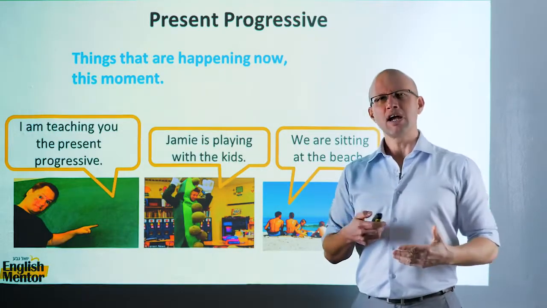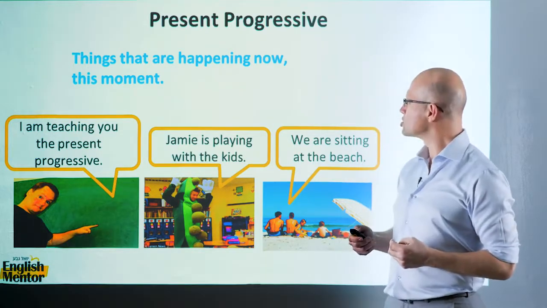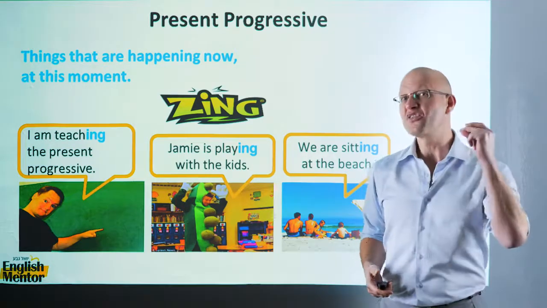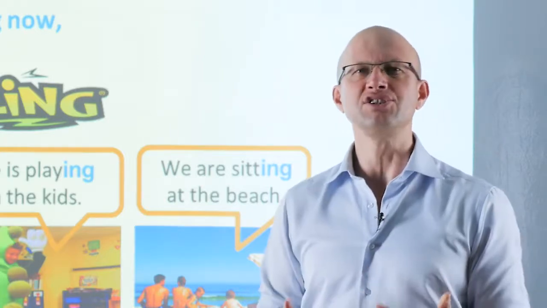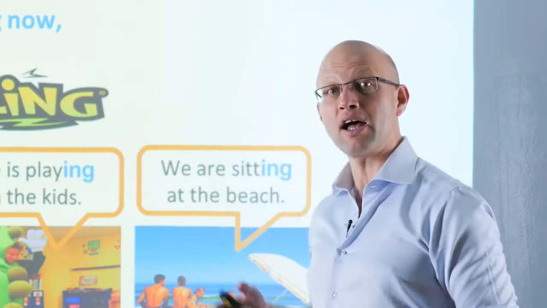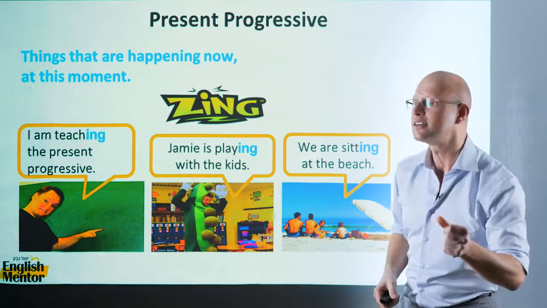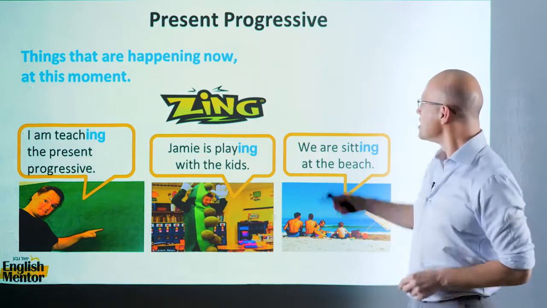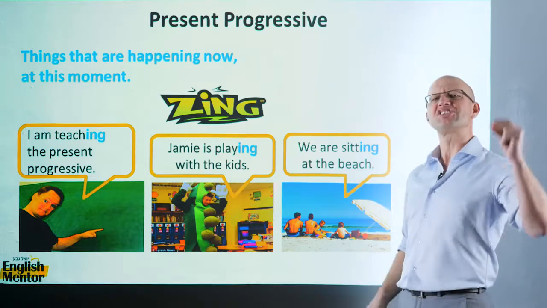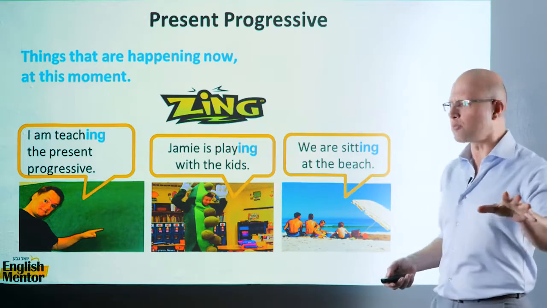Now, let's look at the sentence that is in the tense of present progressive. So, notice that all these sentences have what we like to call the zing. It's just something that we like to use to help us remember to use ing at the end of the verb. And you'll notice that all the verbs here have ing. I am teaching the present progressive now. Jamie is playing with the kids right this second, and we are sitting at the beach right now. Well, I wish I was, but that's not the point.